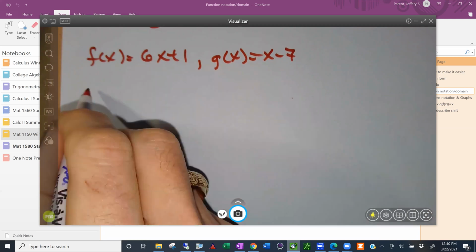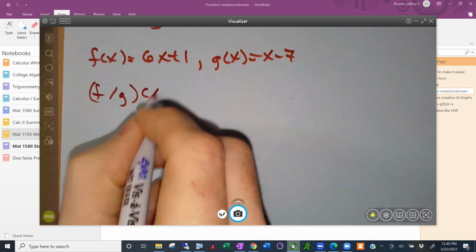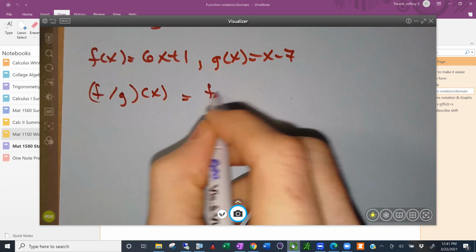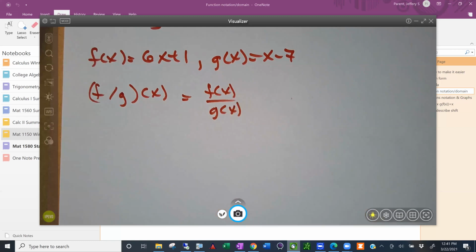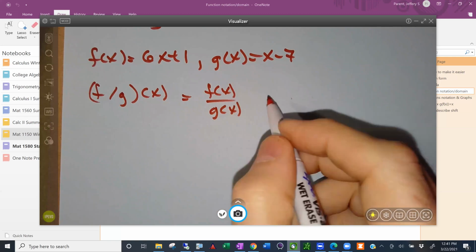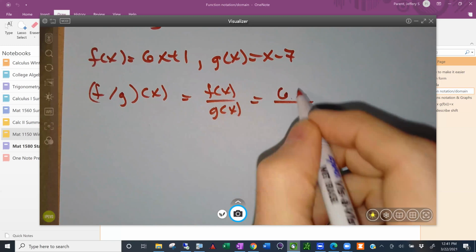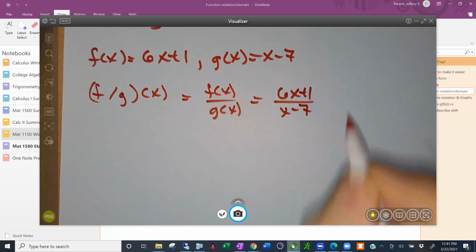The problem is going to ask you to find f divided by g of x, which in other notation would be f of x divided by g of x. And then also to figure out its domain. Well, okay. f of x is 6x plus 1. g of x is x minus 7. Looks good. So you got the first part right.